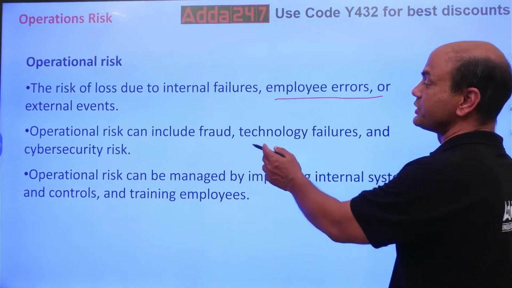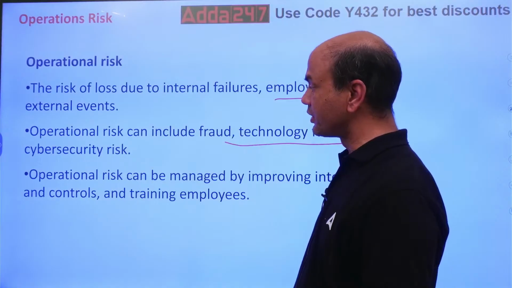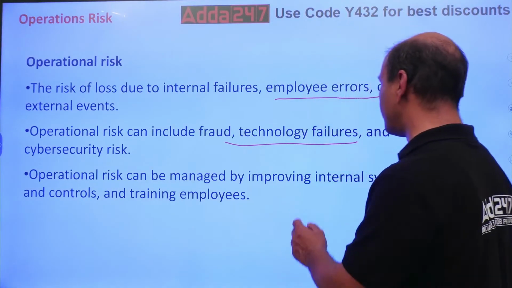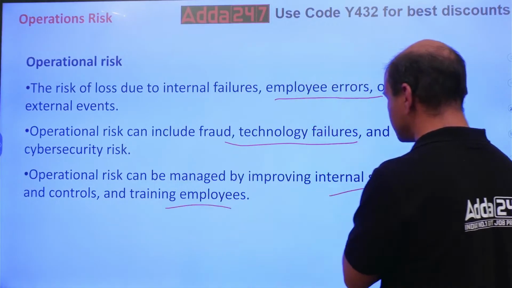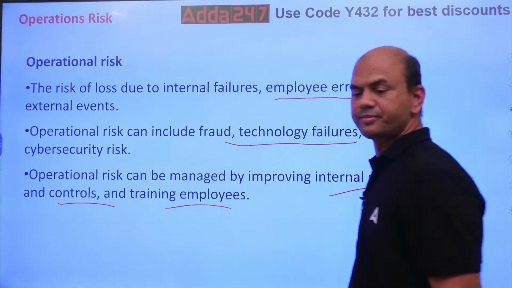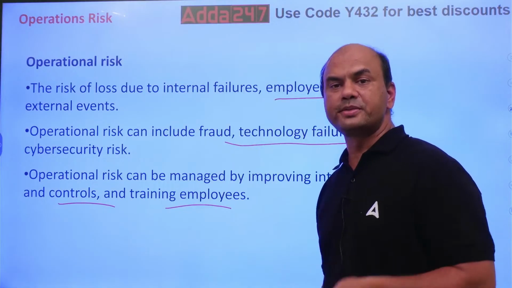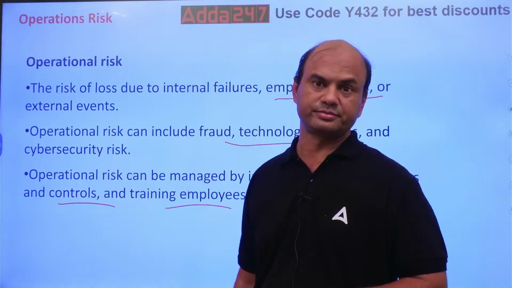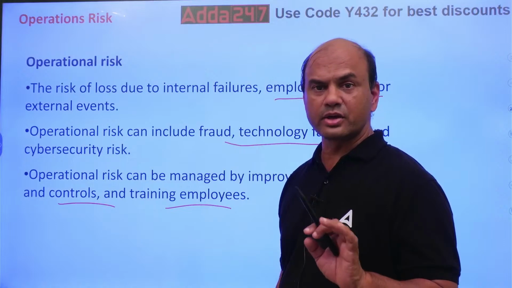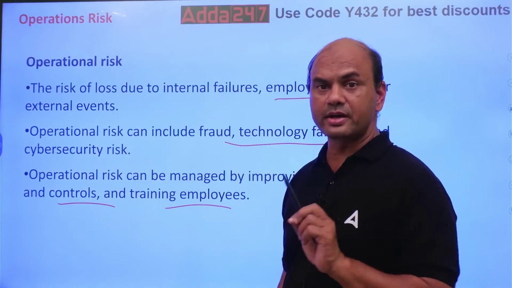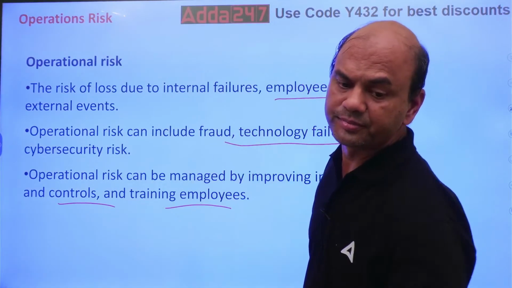So these are the other things which can be included: fraud, technology, cyber security. Operational risk can be managed by improving internal systems, controls and training employees. Systems, controls, checklist here. Everything is checklist. If you have the checklist and follow the checklist, ops risk and credit risk can be controlled. Market risk you can't control that much, but ops and credit can be controlled. So this is basically the logic of operations risk. Okay, got it?